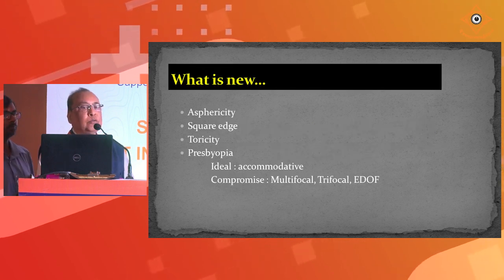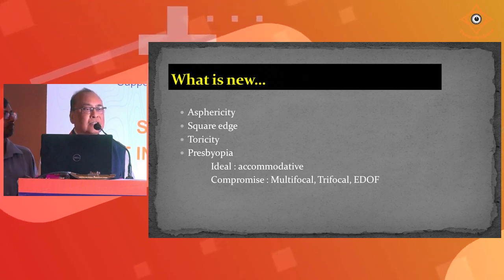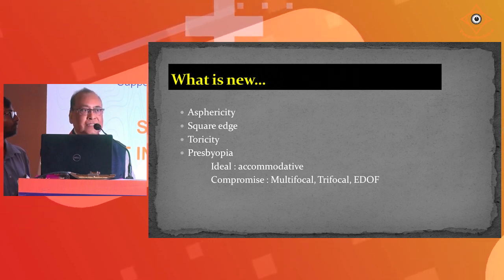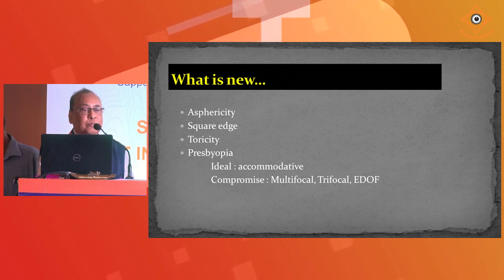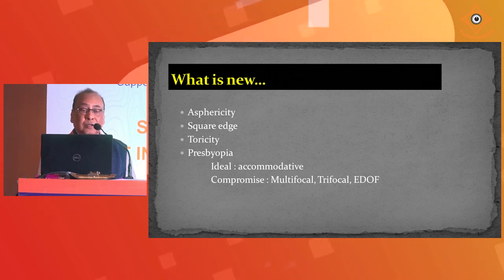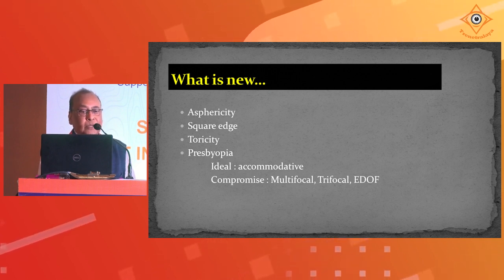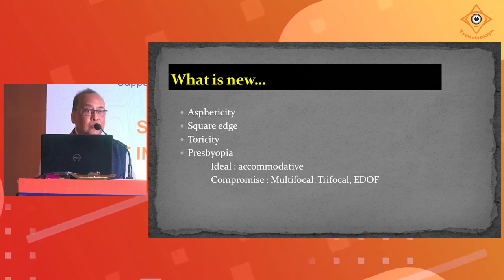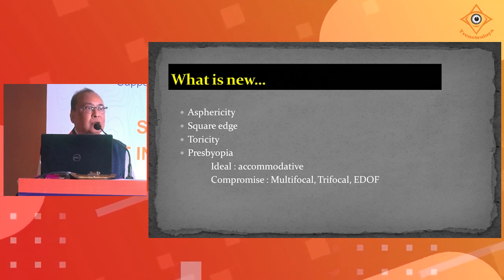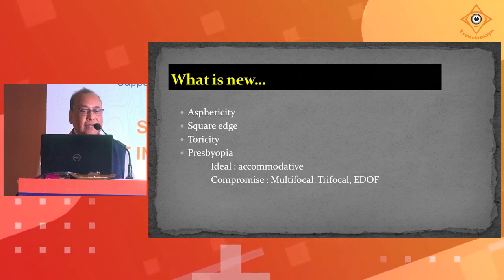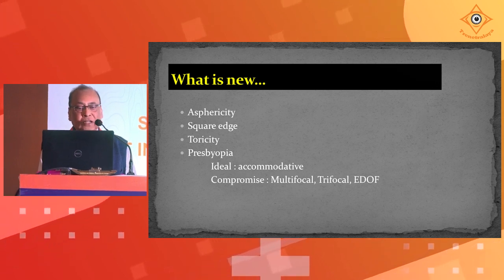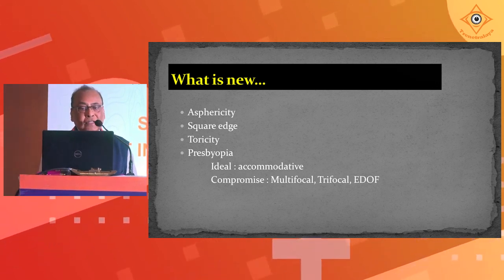So what is new in IOLs? In the last 2 decades, we have seen a lot of paradigm change, new things coming up like asphericity, square edge designs, toricity, presbyopic correction, of which the ideal would be an accommodative lens, but a compromise of date is the multifocal, the trifocal, and the ADOF.